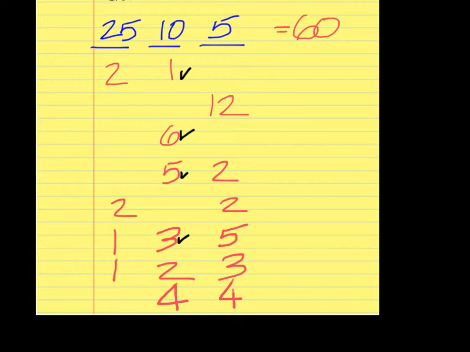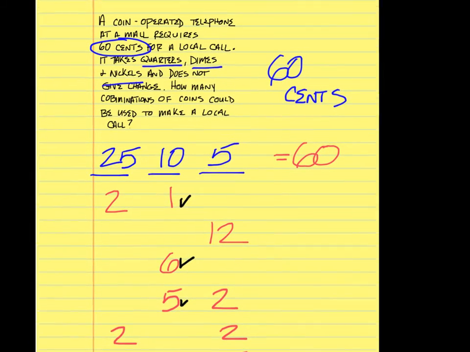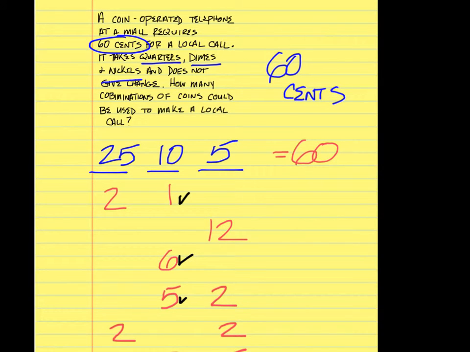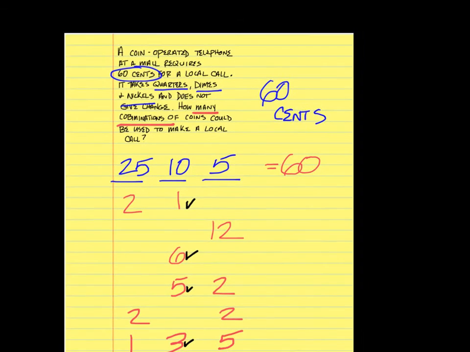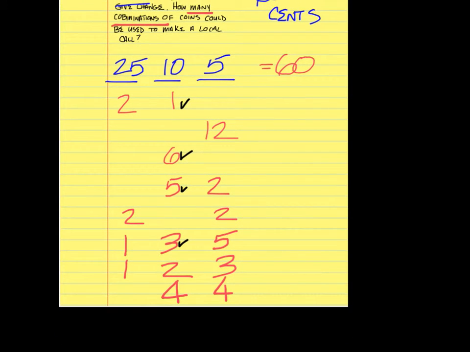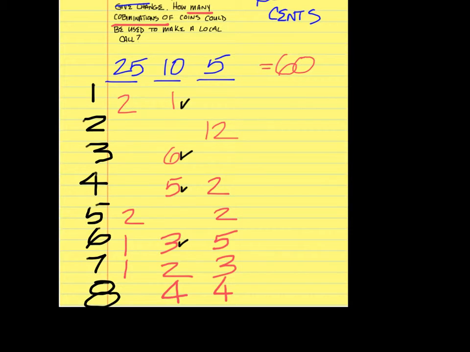And you would keep this list going until you've exhausted it altogether, because the problem says how many combinations. So you would add up all the combinations. What we came up with was 1, 2, 3, 4, 5, 6, 7. We have 8 combinations so far, and you could finish it on out, which we're not going to do, to see if you have any more combinations.